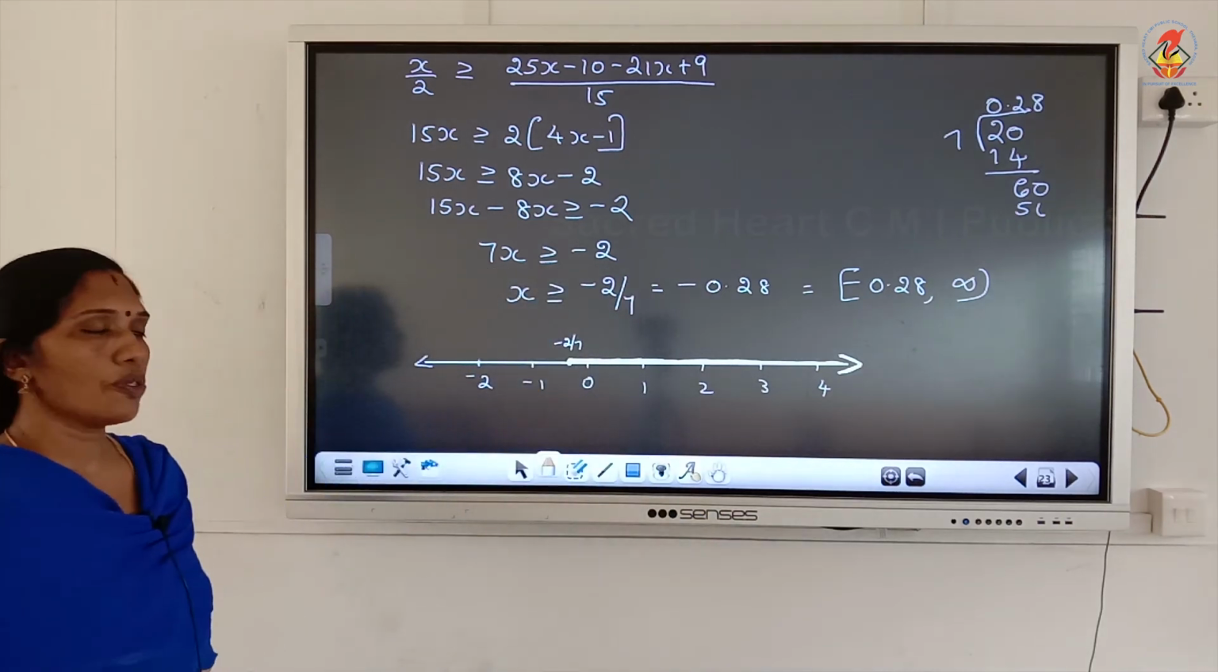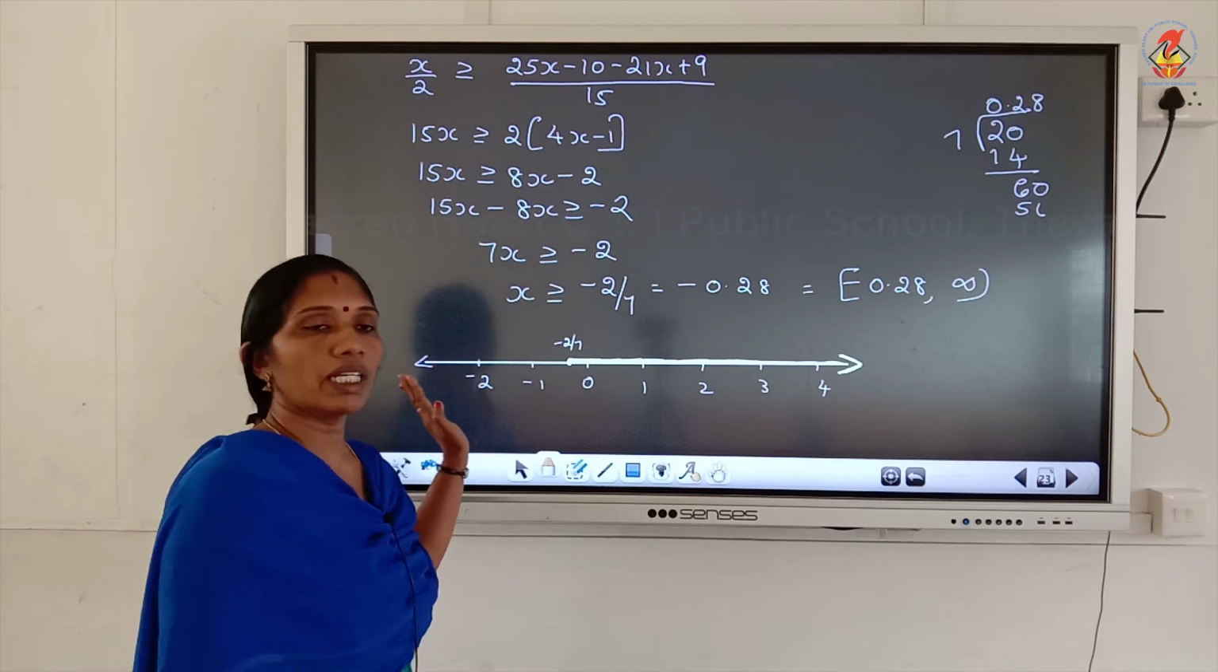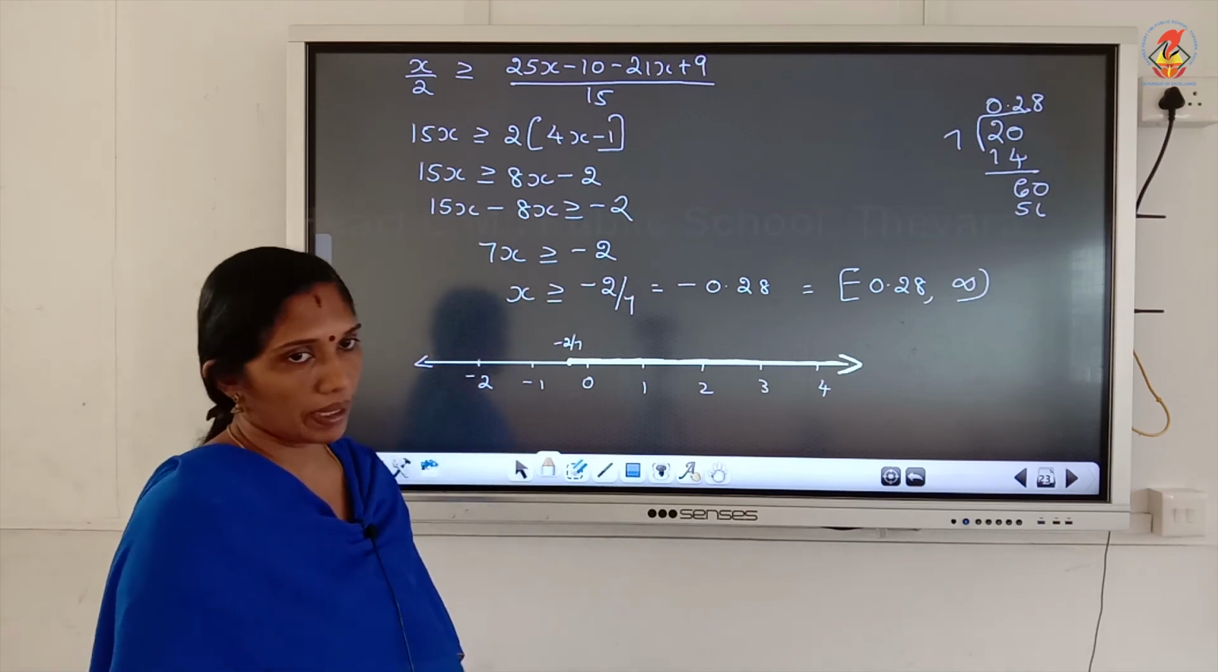Okay. So that is the solution region. Since it is one variable, we can represent the solution on number line.